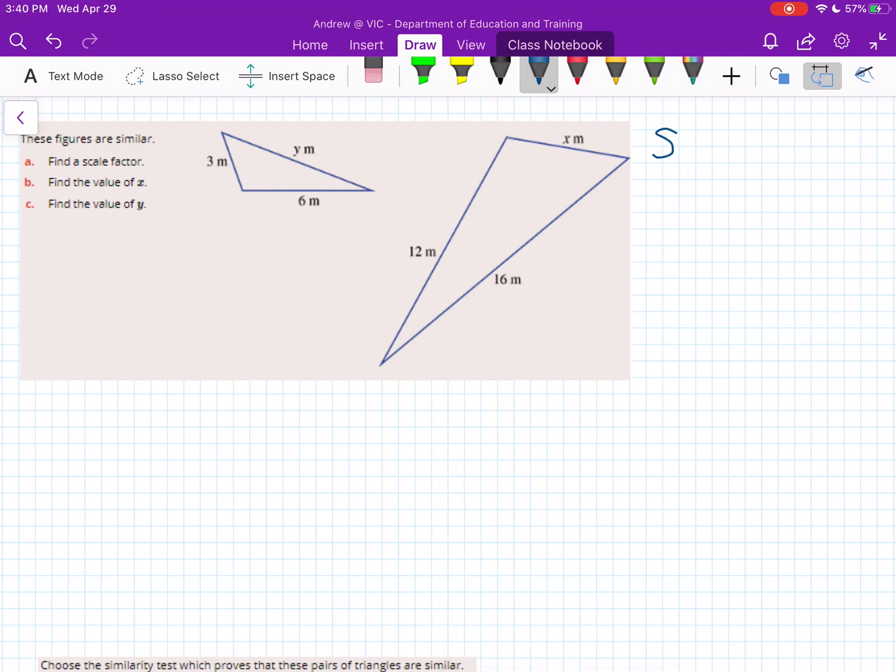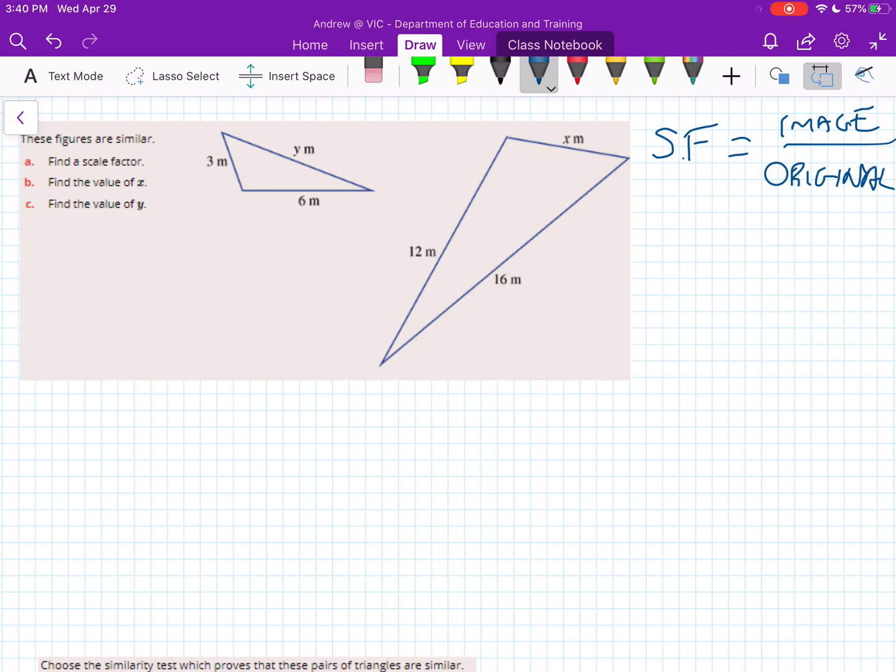Is the image length over your original length. Just changing my letters here. Okay, so just remember that's how you work out your scale factor, is the image over original length.